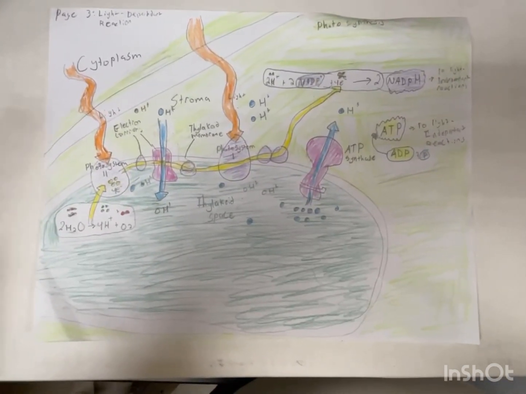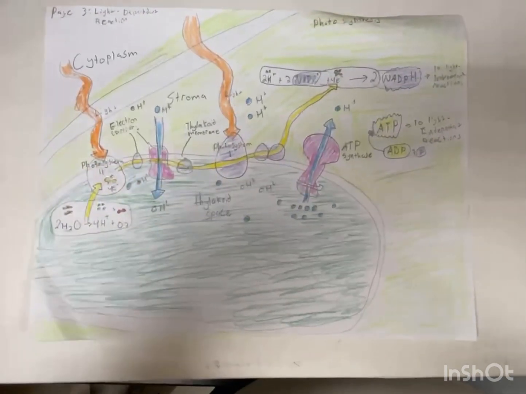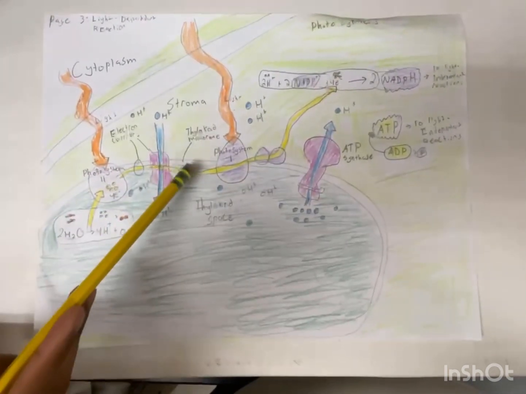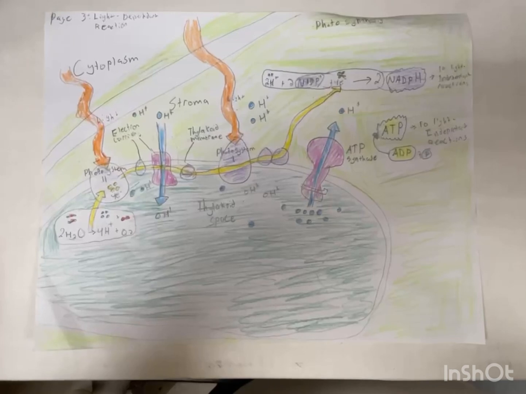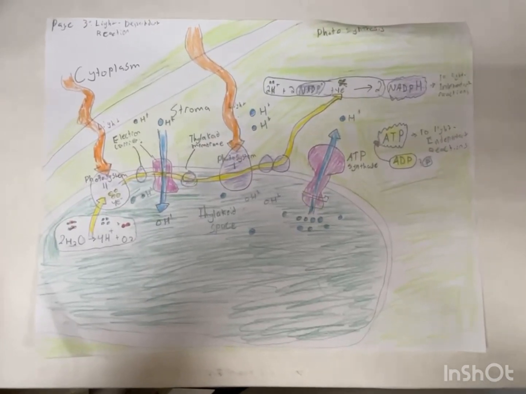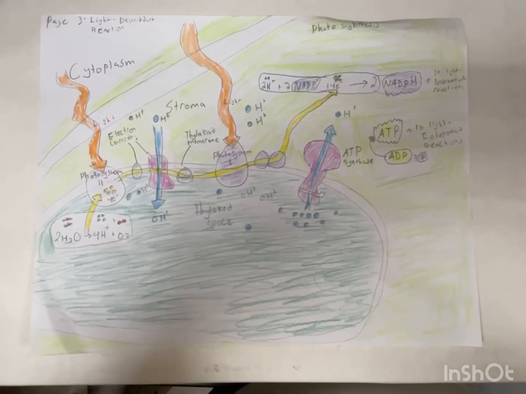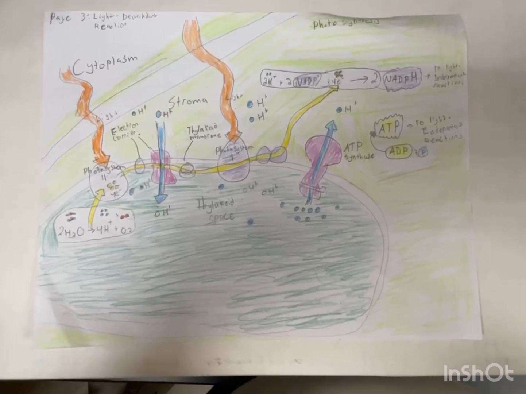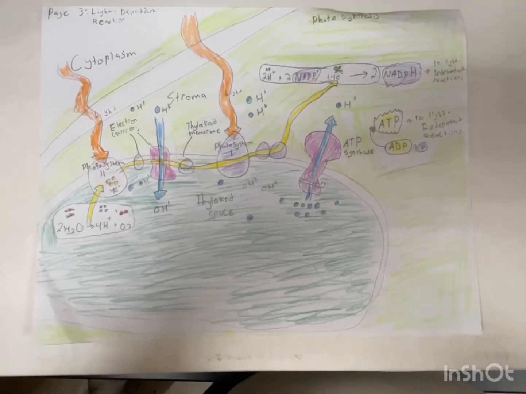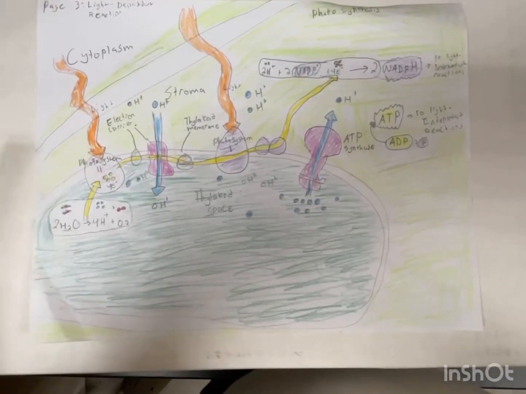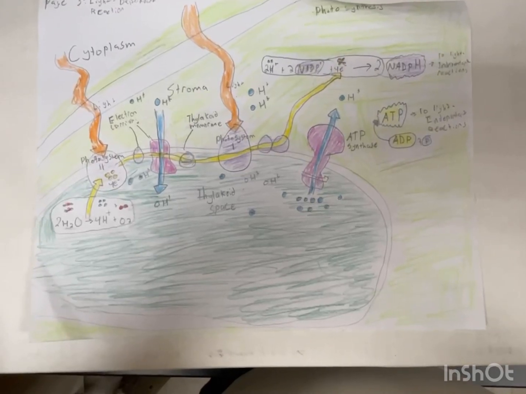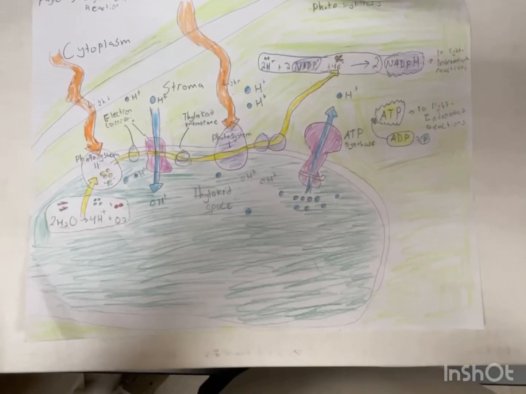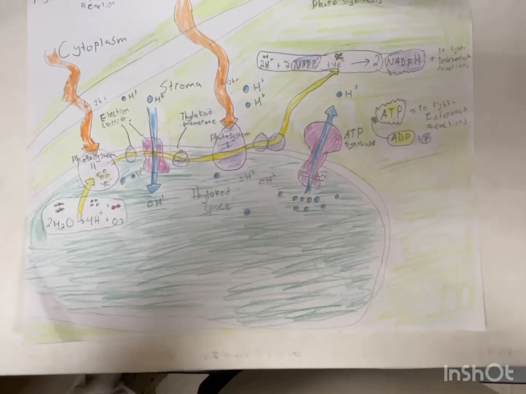As the electrons reach photosystem 1, they are re-energized by another input of light energy. These high-energy electrons are then passed to NADP+ along with a proton to form NADPH. During the light-dependent reactions, the pH in the thylakoid space decreases as protons accumulate there. This creates a pH gradient across the thylakoid membrane with a higher concentration of protons in the thylakoid space than in the stroma.